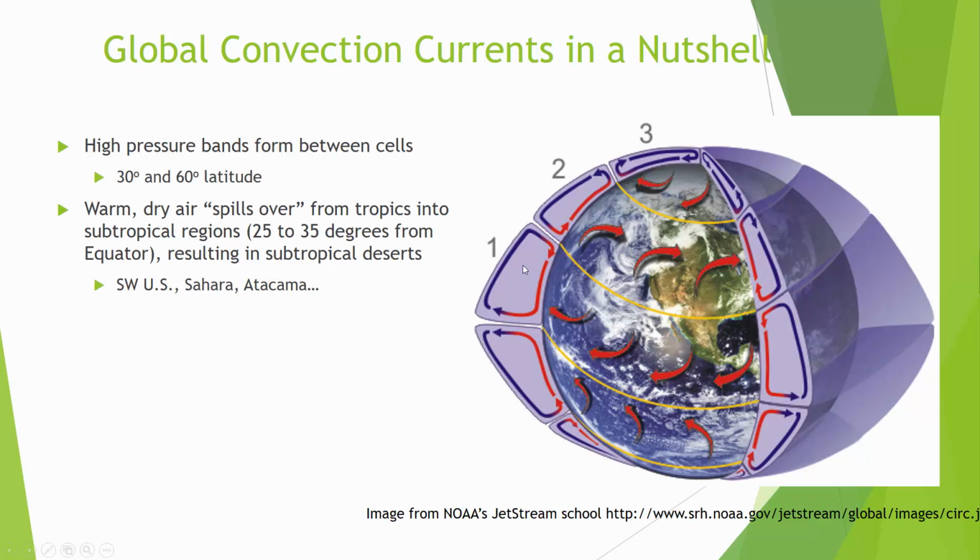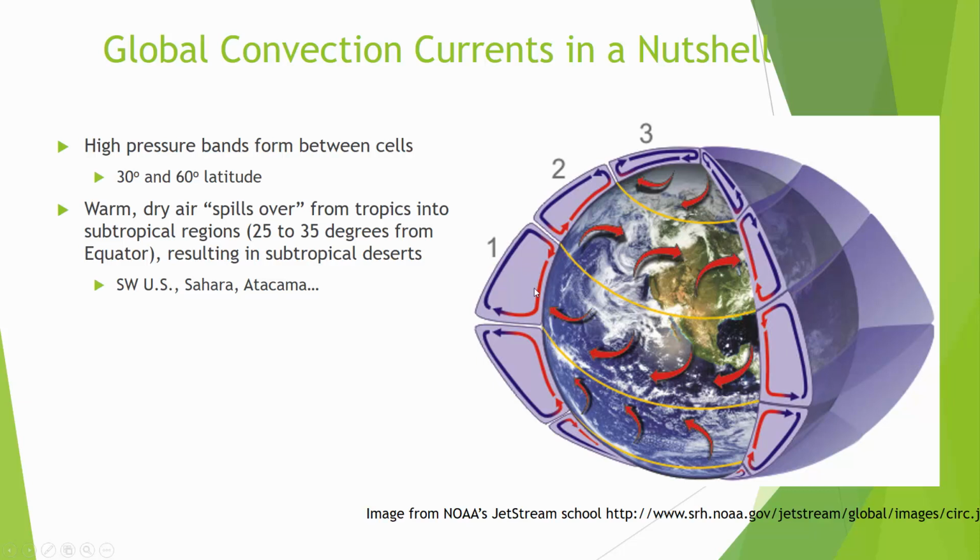So then in a nutshell, what we see from these three different cells is that we find high pressure bands forming between the cells, so between the Hadley and Ferrel cells and between the Ferrel and polar cells, around the 30-degree and 60-degree latitude areas. And one aspect of this is that we see in the Hadley cells warm, dry air spilling over from the tropics. So in the tropics, we have warm, moist air coming off of the equator.